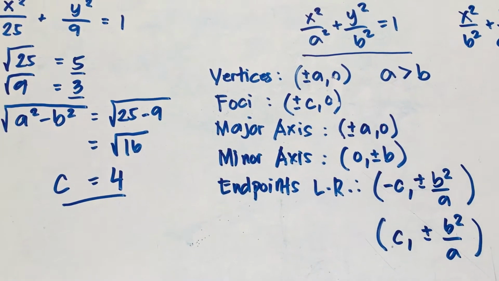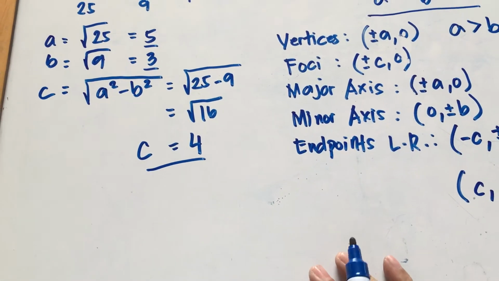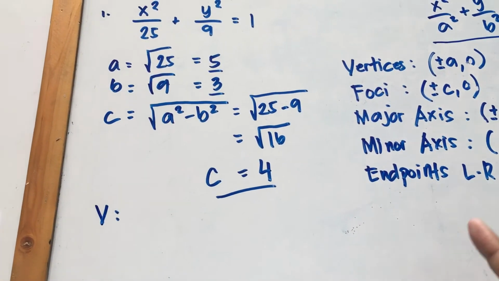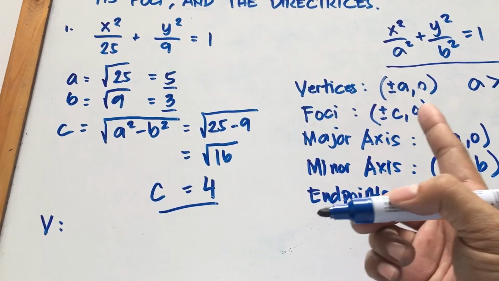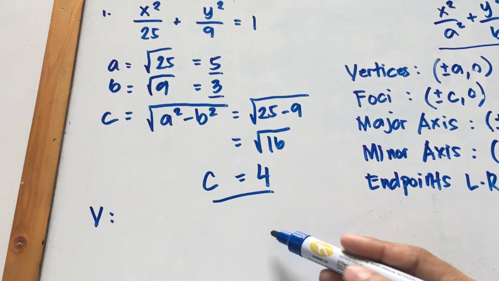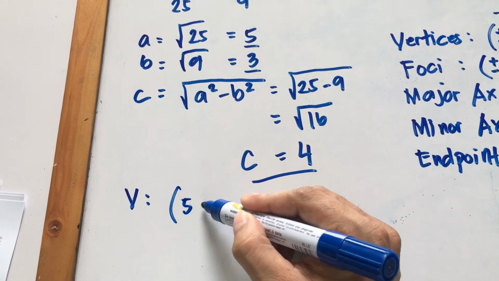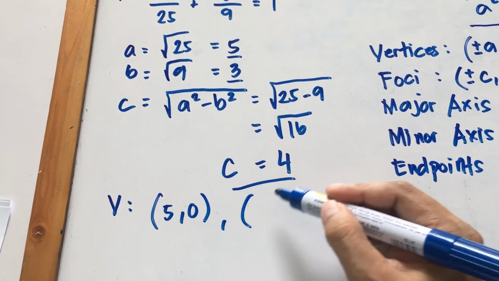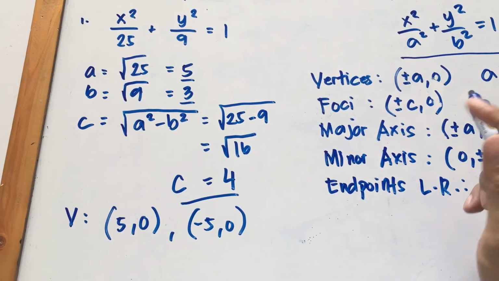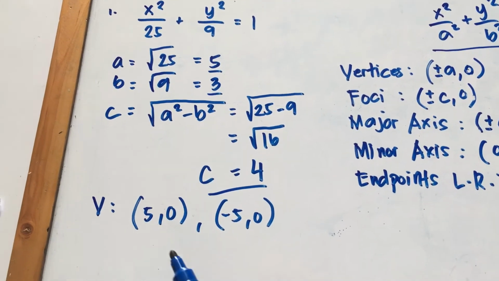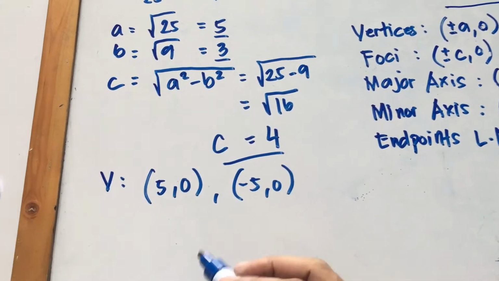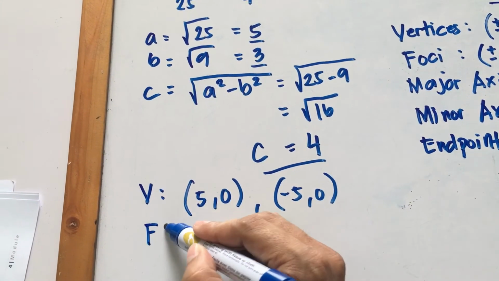Okay? So at this point, let's try to solve now the vertices. I will abbreviate vertices as V. Please take note that the vertices are plus or minus A, 0. So what is the value of your A? Your A is 5. So you have positive 5, 0, while the other coordinate is negative 5, 0. Again, positive and negative A, 0. So your vertices are (5, 0) and (-5, 0). Easy, right?